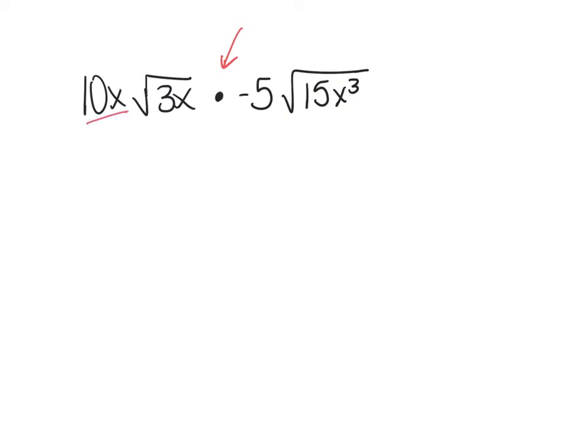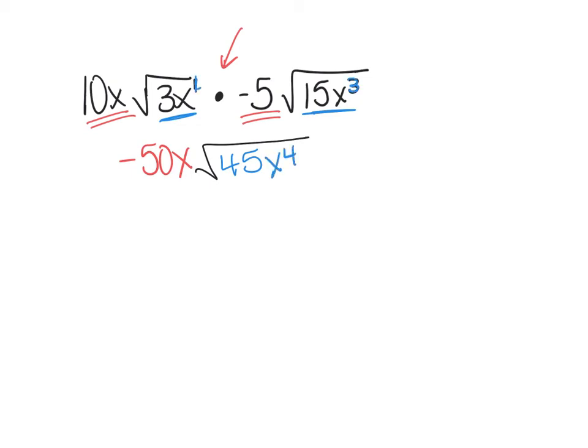So we're going to start actually by multiplying the parts that do not have square roots. So 10x times negative 5 is negative 50x. Then we will multiply what's underneath the square root. So I have 3 times 15, which is 45, and x times x cubed. Remember, we add our exponents when multiplying these together. So x to the first times x cubed is really x to the fourth. I really end up having 4 x's being multiplied together.